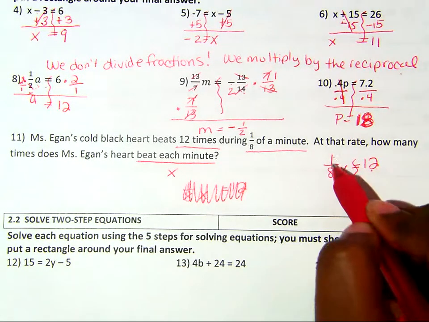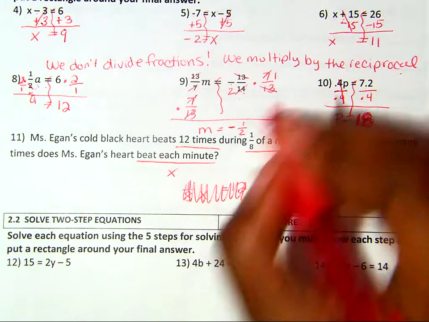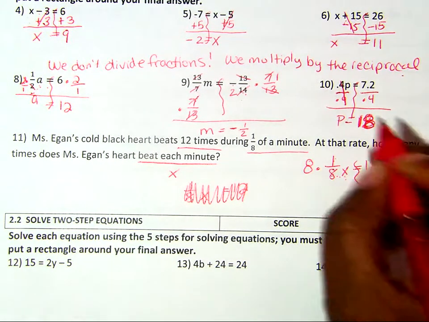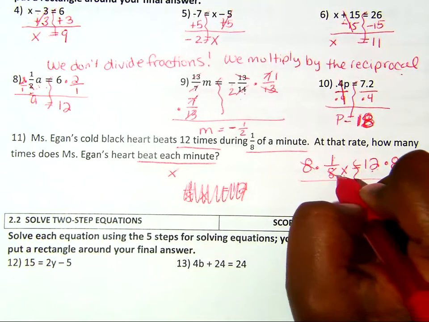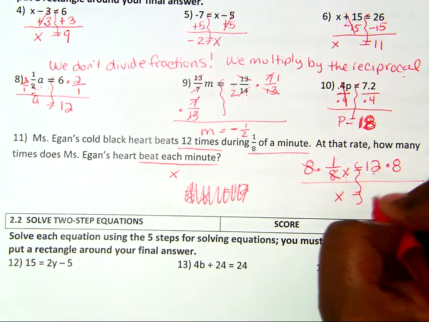The reciprocal of 1/8 is, I hope you said 8. What I do to one side, I have to do to the other. This cross cancels. 1 times X is X equals 12 times 8 is 96.